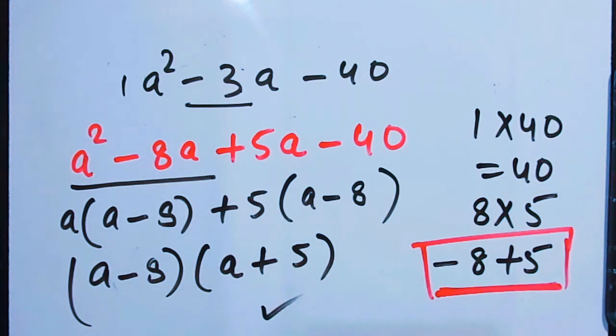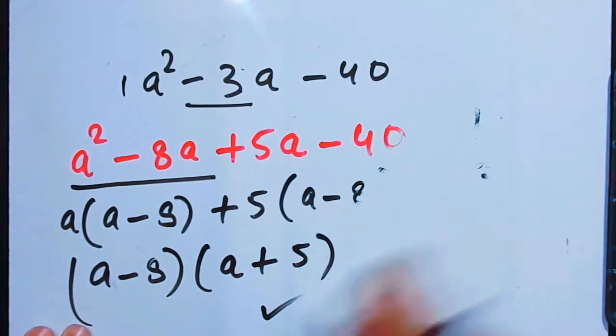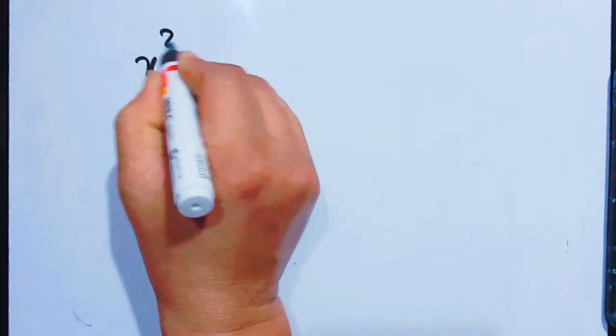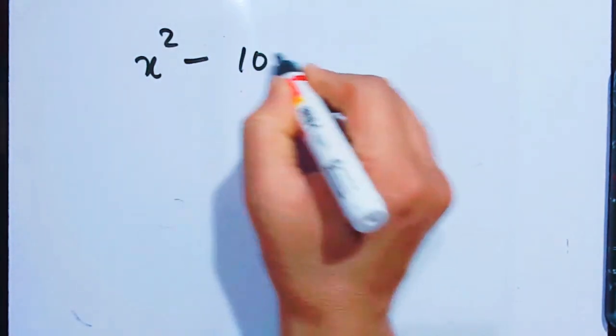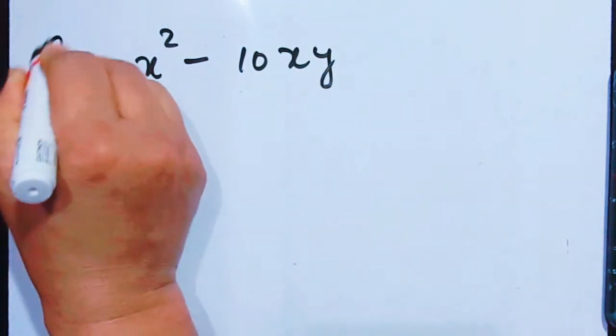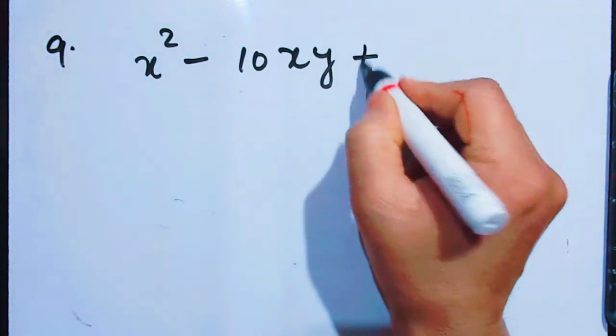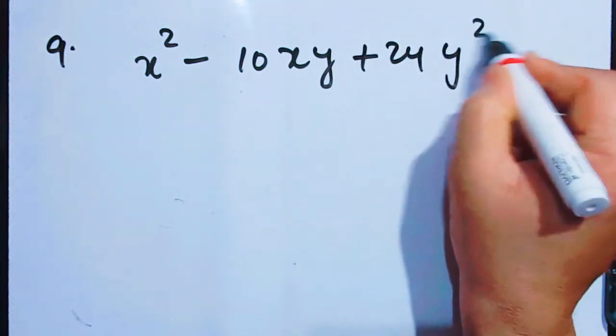I hope you have understood this. So why not do one more? Okay, one more, just one more. Okay, the last one. x square minus 10xy, this is your number 9, and plus 24y square.